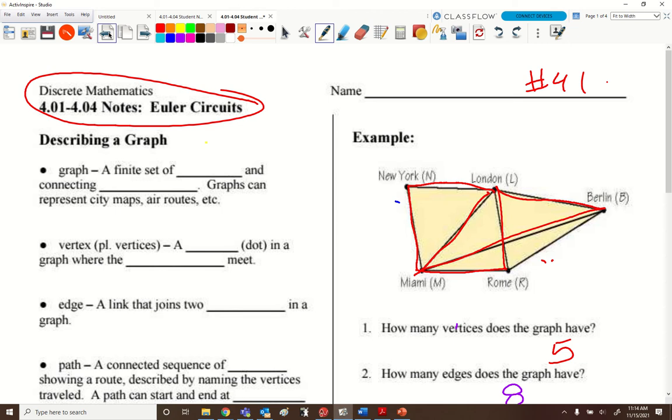All right, does anyone need more copies of this? Yes? All right, come on down. Anyone else? More copies? There you go. There we go.